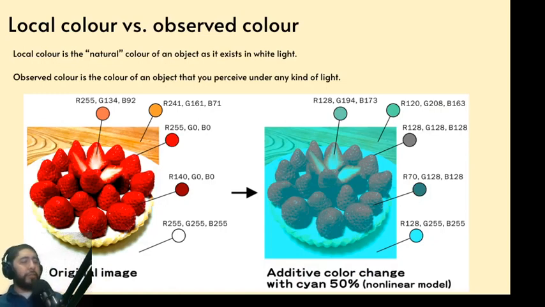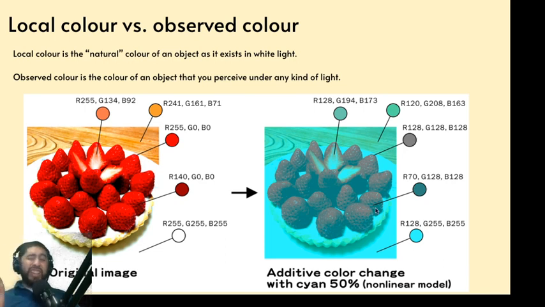All right, local color versus observed color. I think this is really important to think about. Local color is the literal color we see under normal white light, which is 5,500 Kelvin for those who keep count. Under white brightness of light, these are red strawberries.